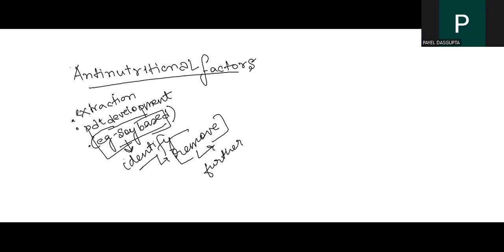Okay. So just a brief idea of what we mean by anti-nutritional factors and what the common ones are which we can discuss here. There is a wide range of anti-nutritional factors. Among them, trypsin inhibitor is a very important one.